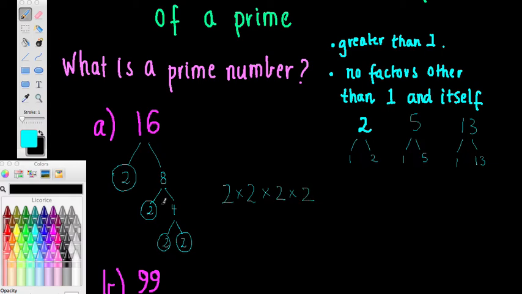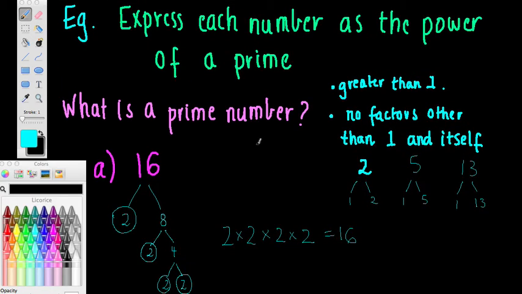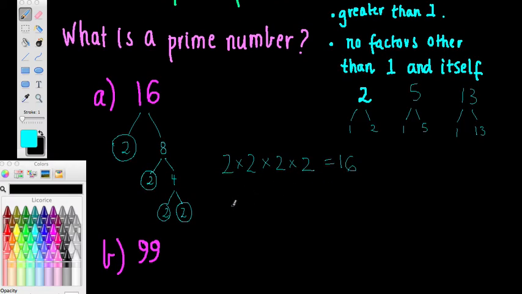So what I've done here is written out these prime numbers that I ended up with at the ends of the factor tree. Now this must equal 16. 2 2s are 4, 4 2s are 8, 8 2s are 16. It does work. Finally, remember the question said express the number as the power of a prime. 2 is my prime to the power of 4. So 16 is equal to 2 to the power of 4.